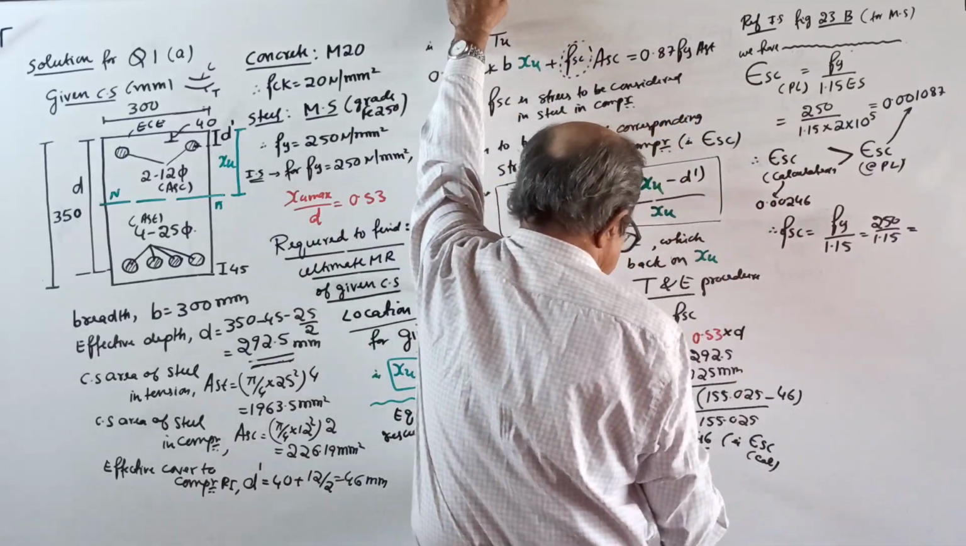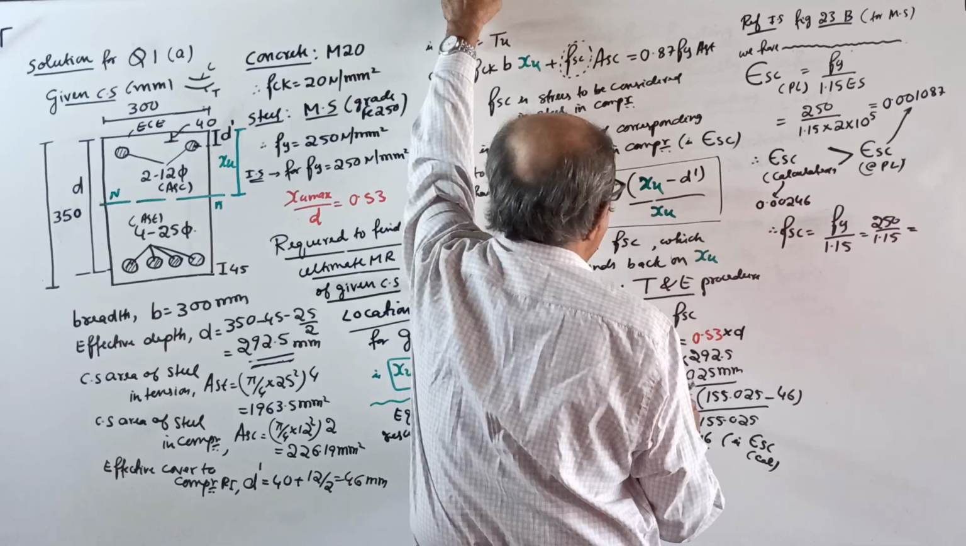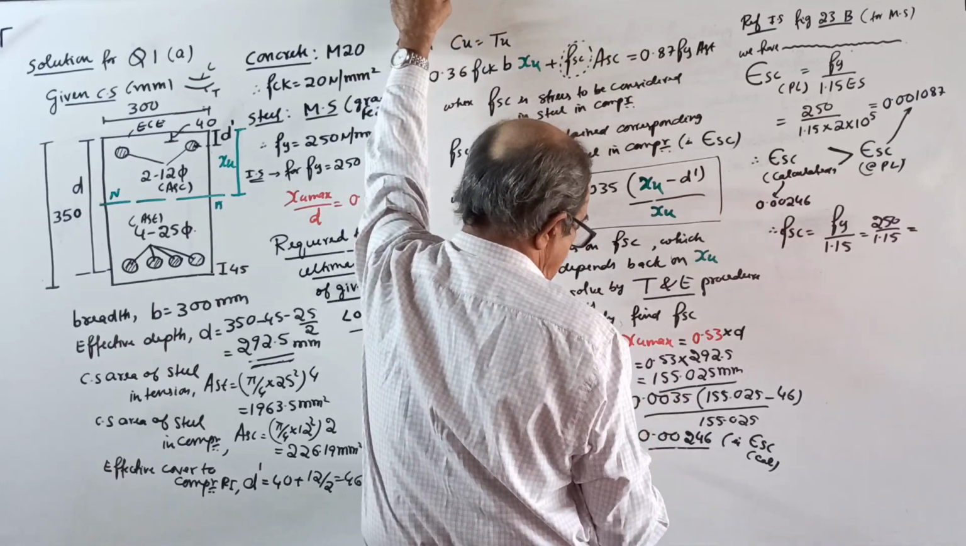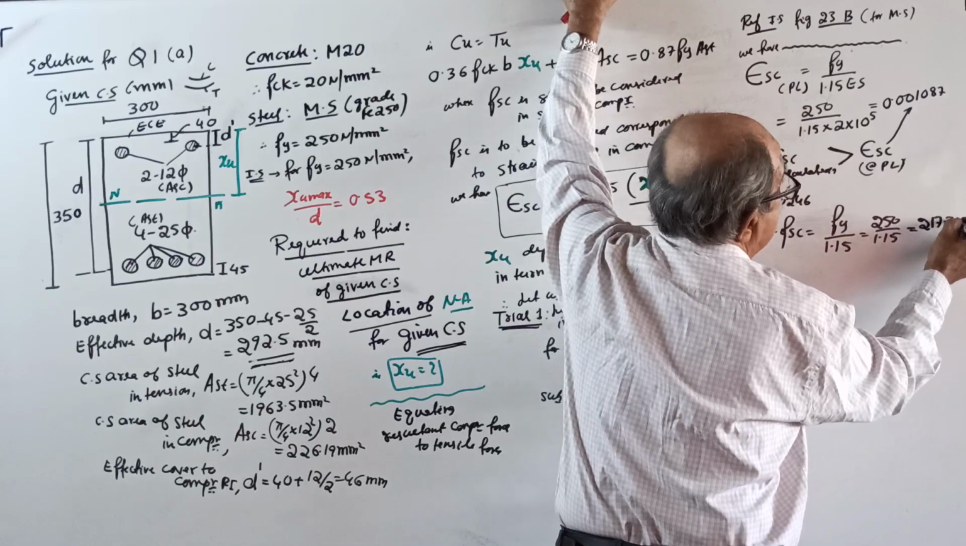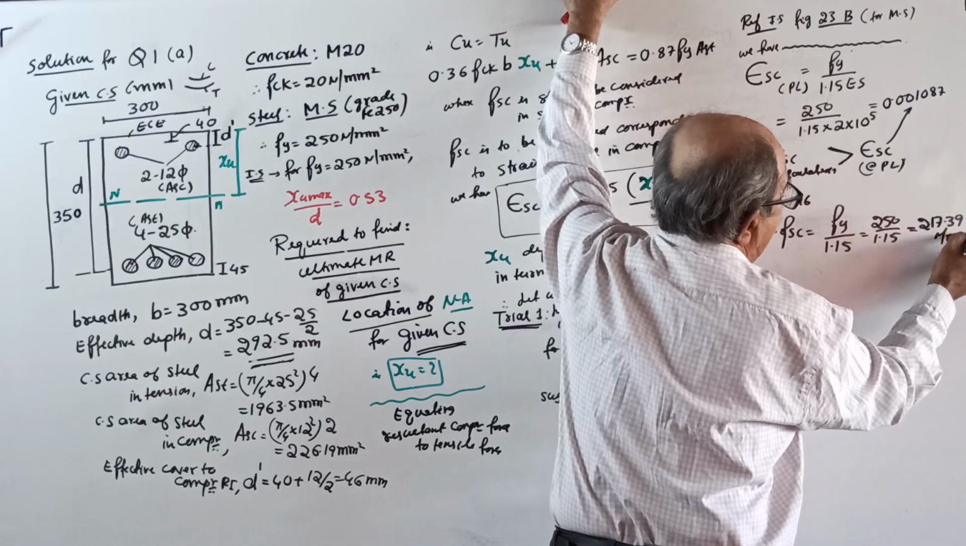Our answer, you already got it. 217 point, I had to calculate it. It is 217.39 Newton per mm square.